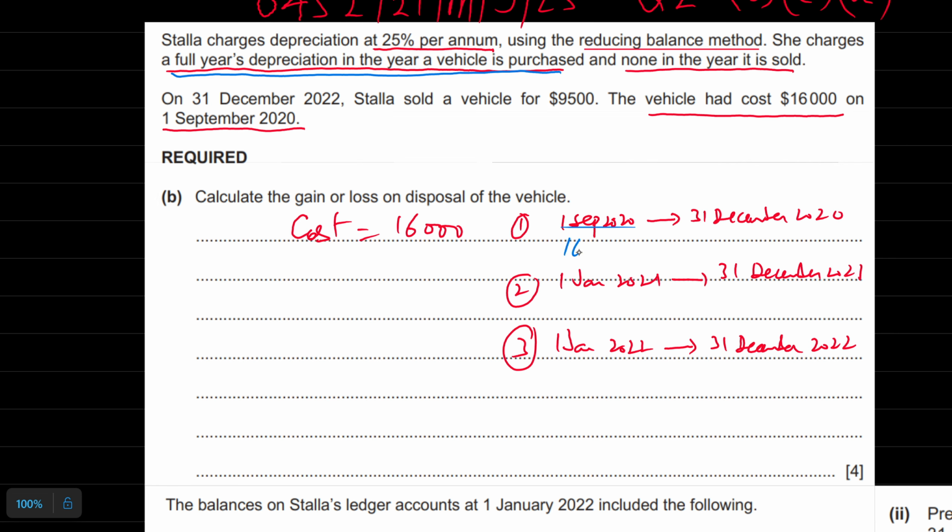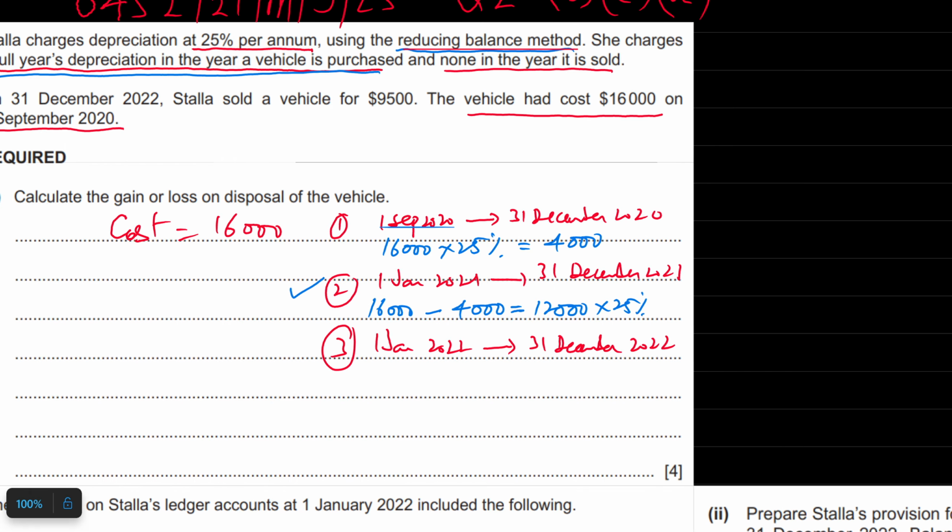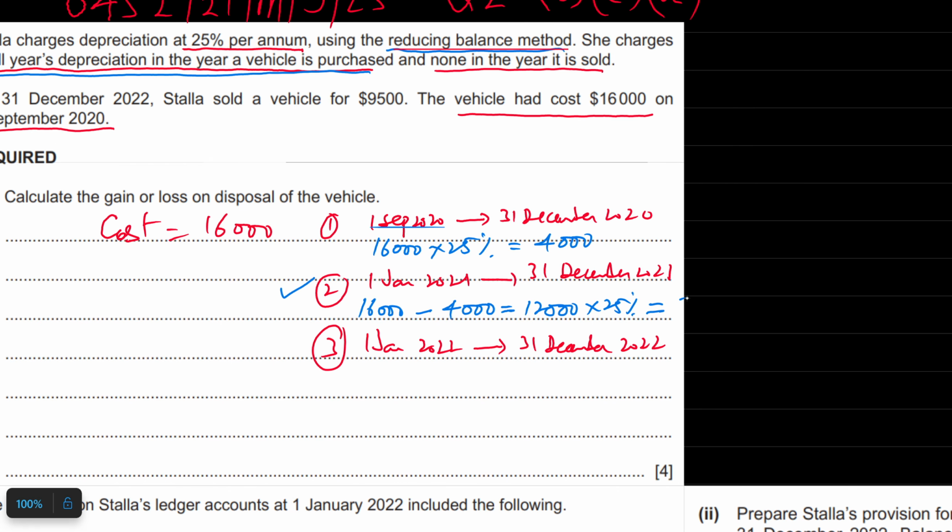So depreciation of year 1 will be 16,000 into 25%, that will be equal to 4,000. And year 2, because vehicle was used for a complete year, so depreciation of complete year will be calculated, and because the method is reducing balance method, that's why first of all we will calculate its book value, cost minus previous year's depreciation, that is 12,000, and 25% of this 12,000 is 3,000.